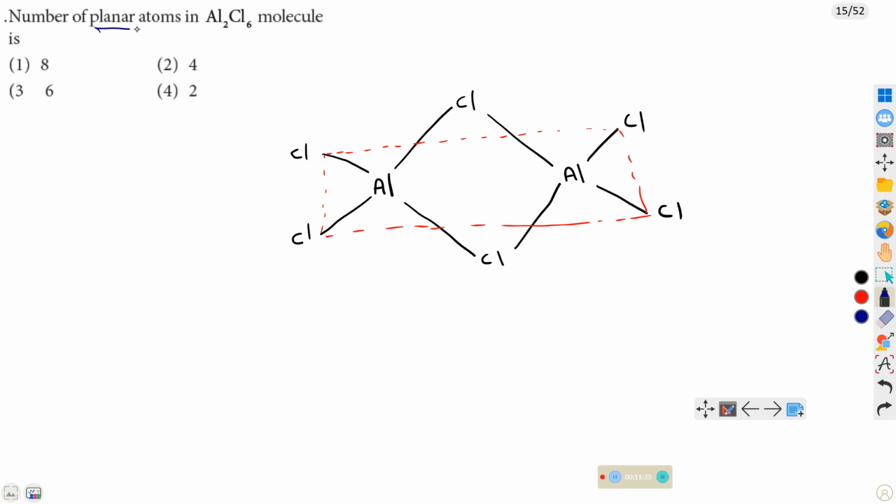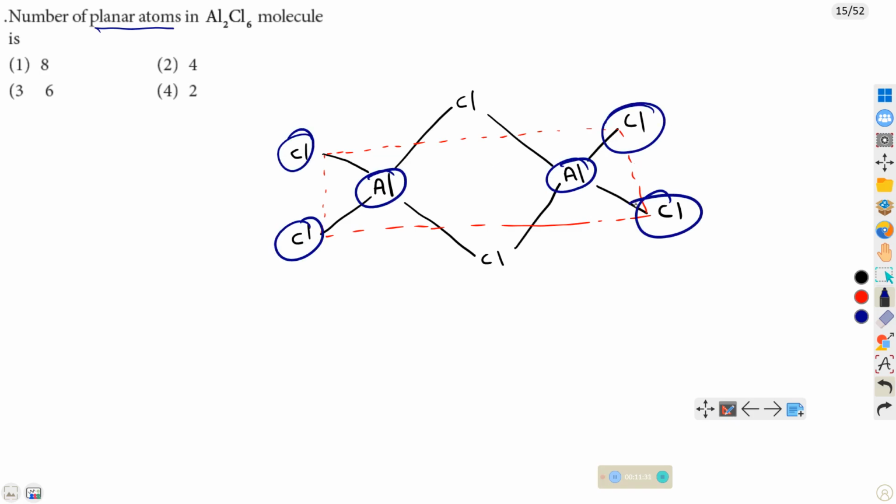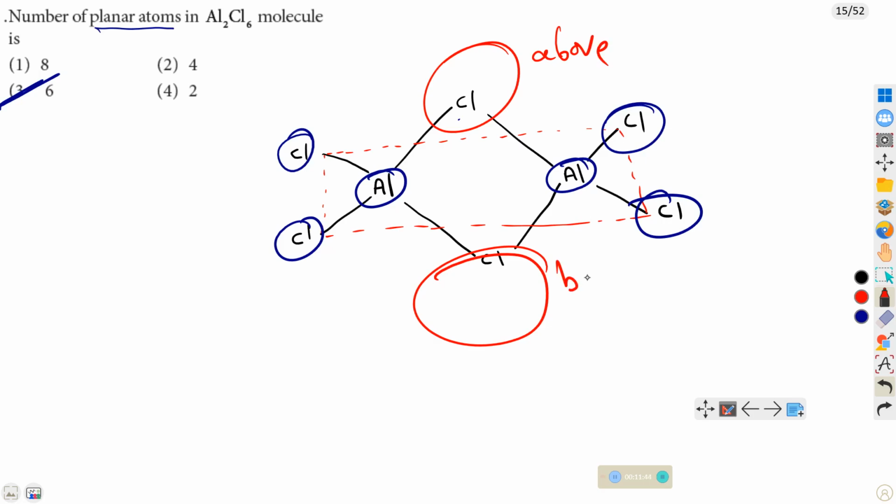Number of planar atoms in Al2Cl6. 1, 2, 3, 4, 5, 6. Total 6 atoms. All these 6 atoms are in the same plane. This chlorine and this chlorine are present above and below the plane.